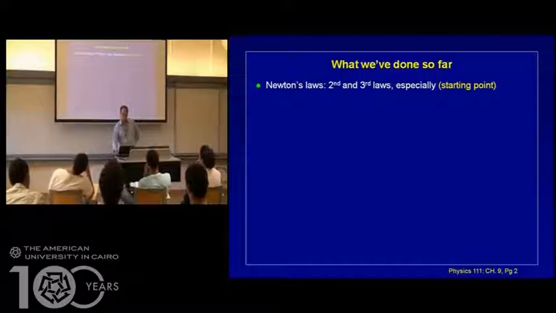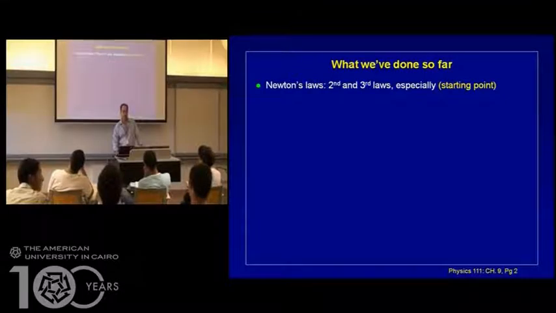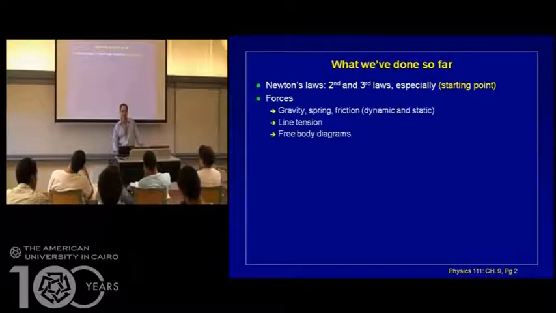So Newton's second law, what did we study so far? What did we cover in this course so far? We talked about Newton's laws, Newton's second and third laws, especially Newton's second law as a starting point, and we said that the sum of the forces equals the mass times the acceleration. So if you add up all the forces on a specific object, that should equal the mass of the object times the acceleration the object moves with.